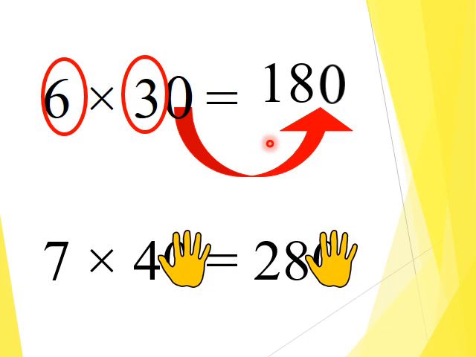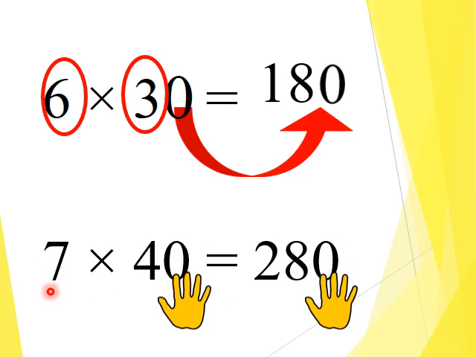Take a look at this other example. Since 7 times 4 equals 28, 7 times 40 will be 280.